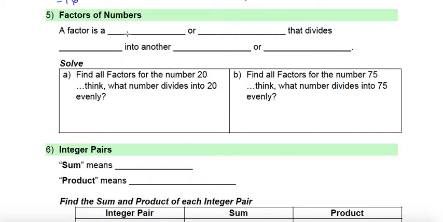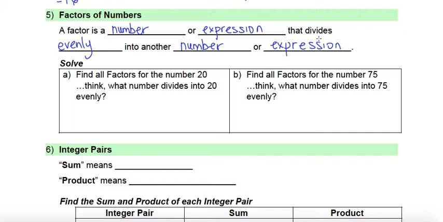So what is a factor? Well, a factor is a number, or sometimes even an expression, that will divide evenly, so there's no remainders, into another number or an expression. So an expression is like 3x, right? So it's a combination of letters and numbers. So think about that.